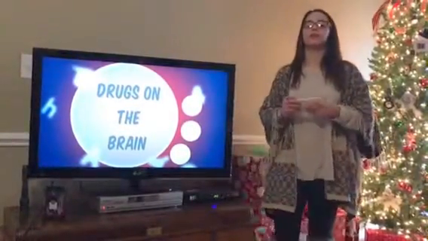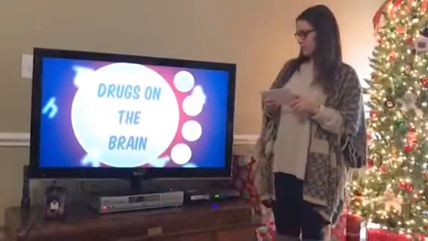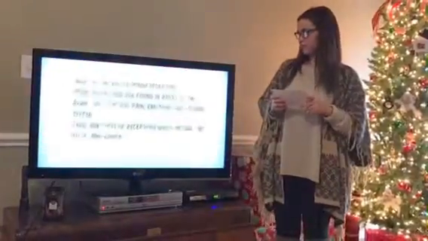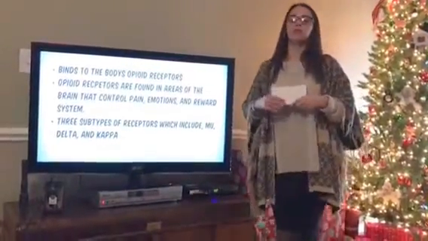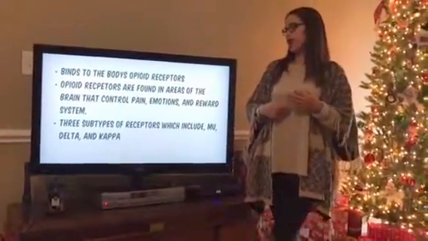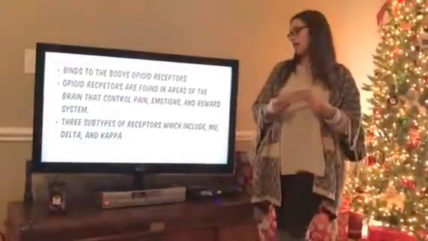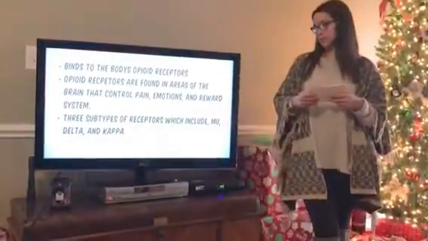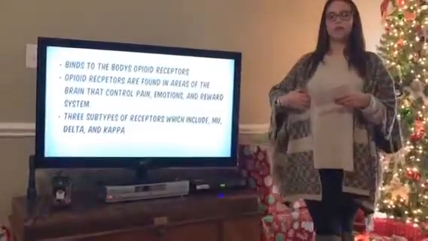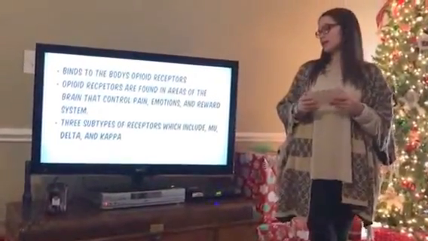Drug effects on the brain. So this is the main topic of the presentation. So the drug fentanyl binds to the opioid receptors in the brain, which are found in the areas that control pain, emotions, and the reward system. There are 3 subtypes of opioid receptors, which include mu, kappa, and delta.